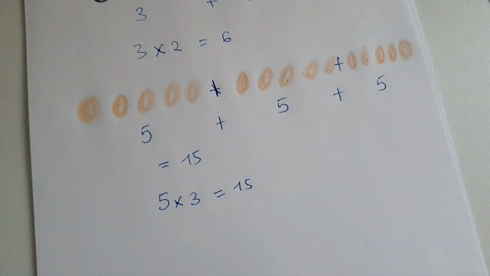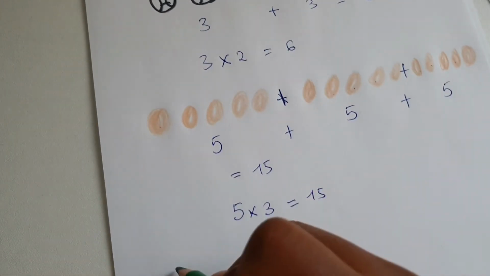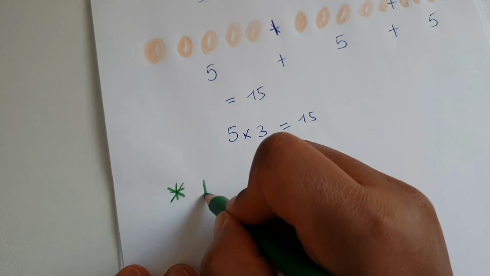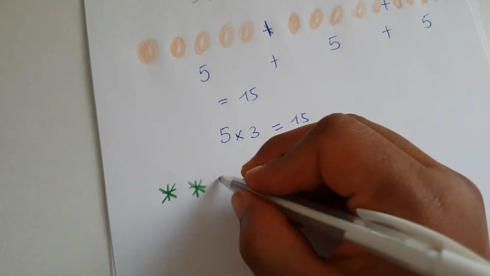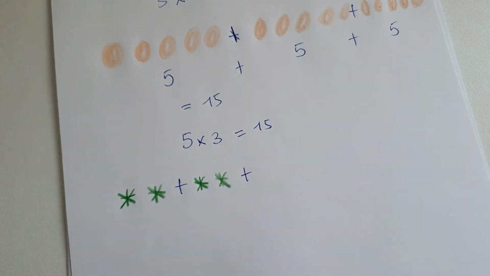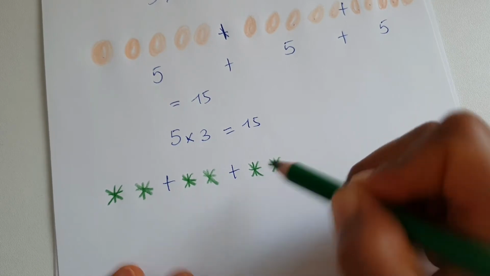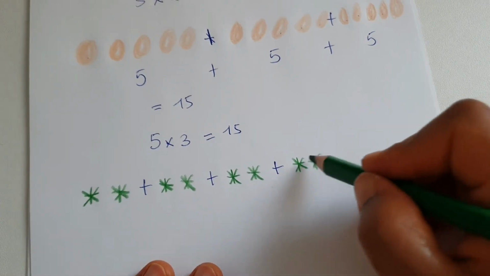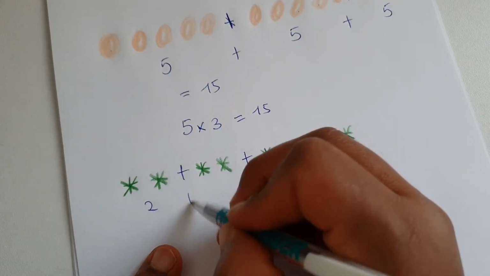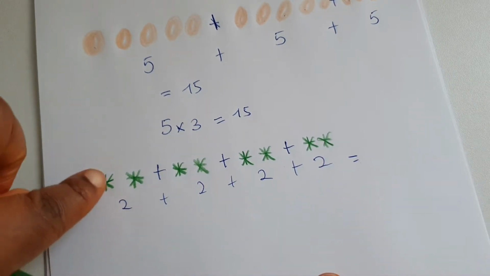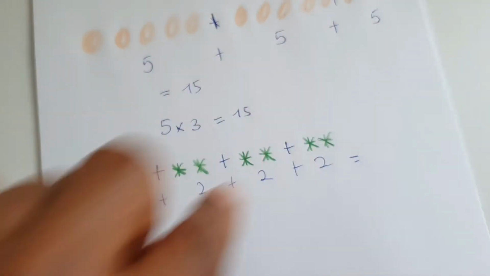Okay, so let me say I have green stars. I have 4 groups and they have green stars. Each group has 2 green stars, but there are 4 groups, plus another one, the second group, plus another one, the third group, and the fourth group. So here 2 plus 2 plus 2 plus 2 will give me, let me count, 1 2 3 4 5 6 7 8, 8.